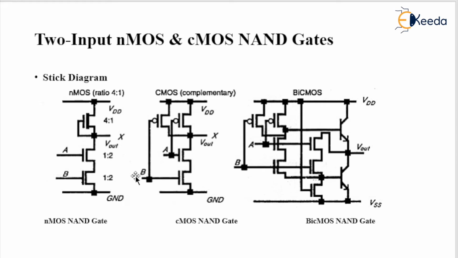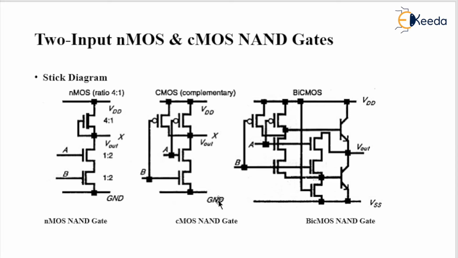1:2 and 1:2 are the Z pull up to Z pull down ratios, which we have discussed in our previous videos also. Z pull up, determination of Z pull up to Z pull down ratio for an inverter followed by an inverter, as well as an inverter followed by an inverter through a pass transistor.